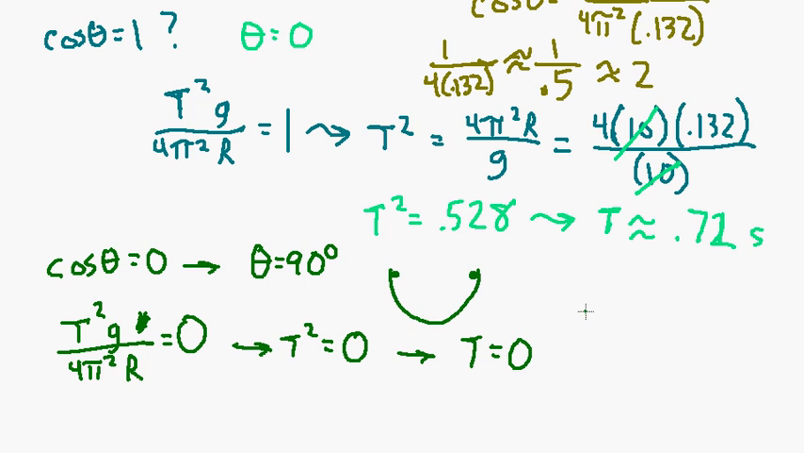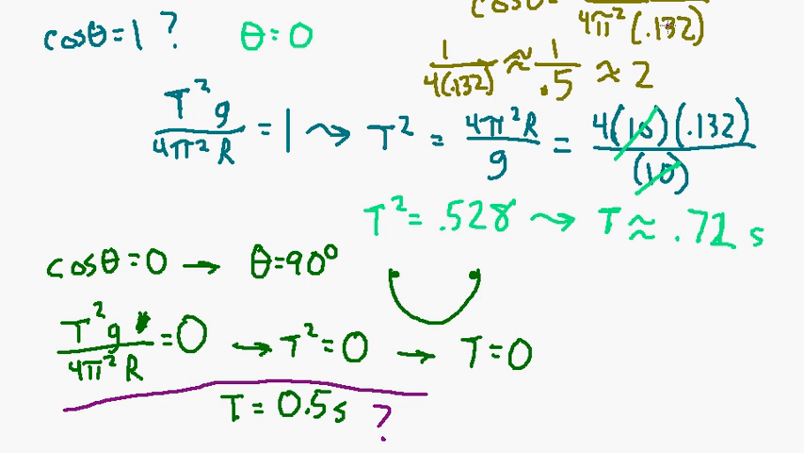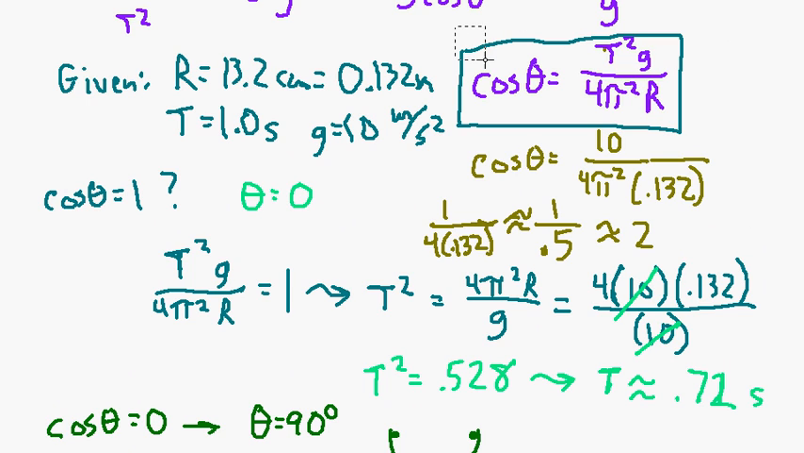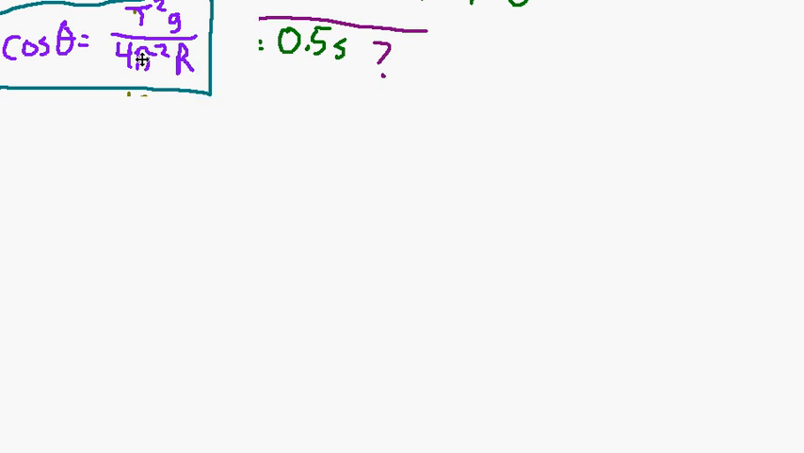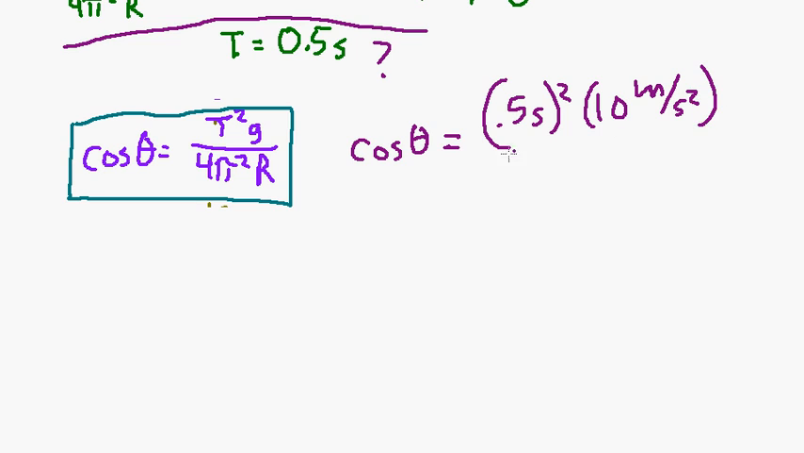Maybe? I don't know. Let's say what if t is 0.5 seconds. I'm going to go one more shot and say t equals 0.5 seconds. Does it work? Okay. So first I have to get my actual formula. Let me just cut and paste that. All right, so put that in. If t is half a second, cosine theta equals 0.5 seconds squared times 10 meters per second squared over 4 pi squared times 0.132 meters.